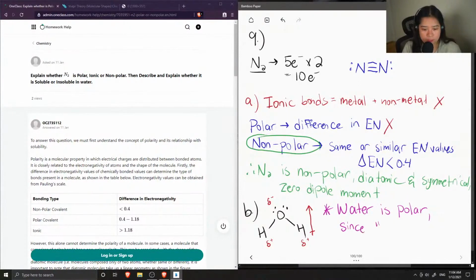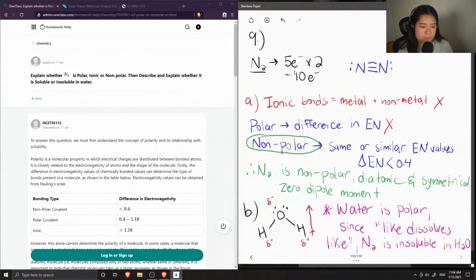So since like dissolves like, then that tells us that N2 is insoluble in water. Okay, so again, since water's polar and N2 is nonpolar, then N2 is insoluble in water.